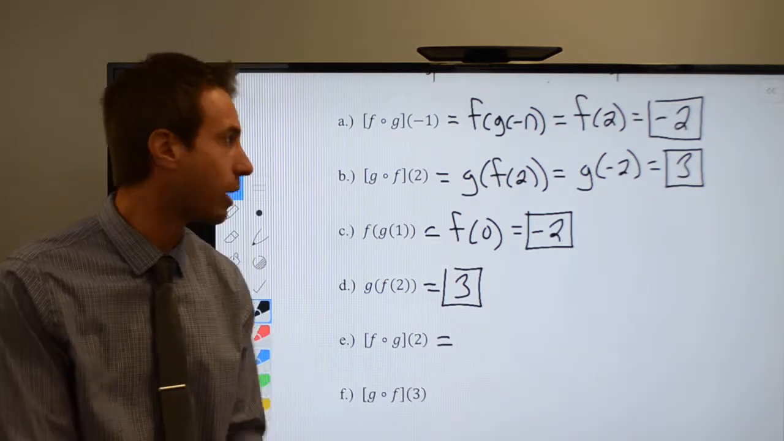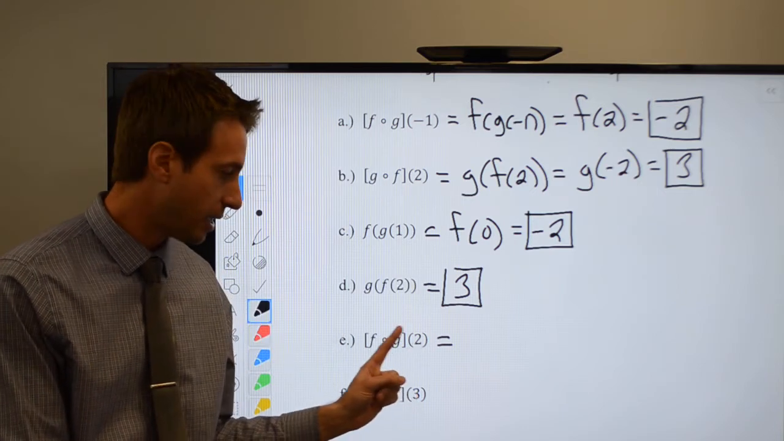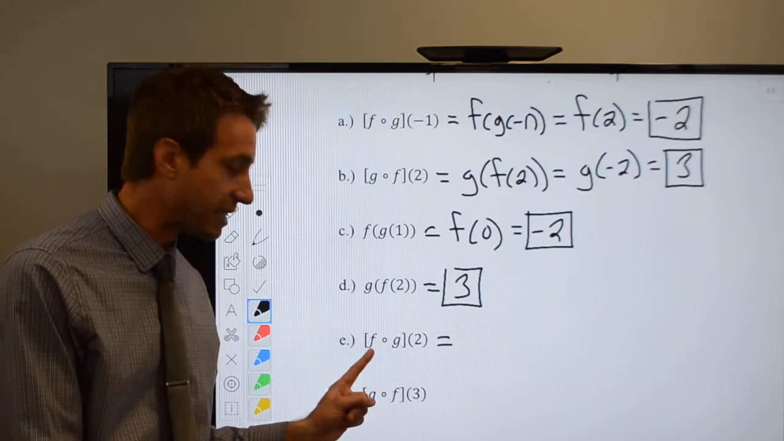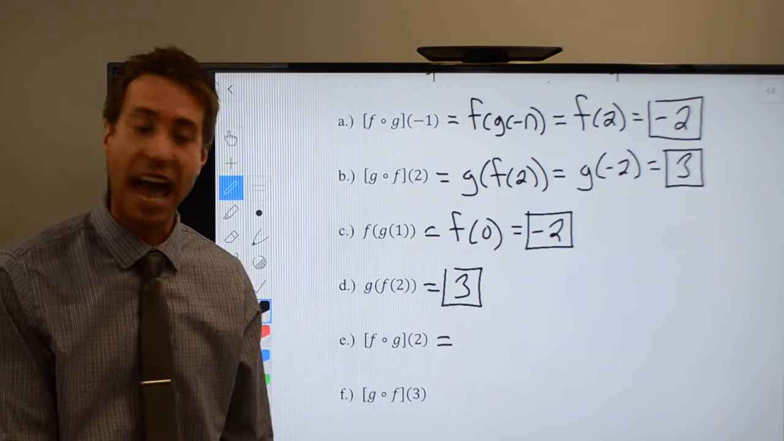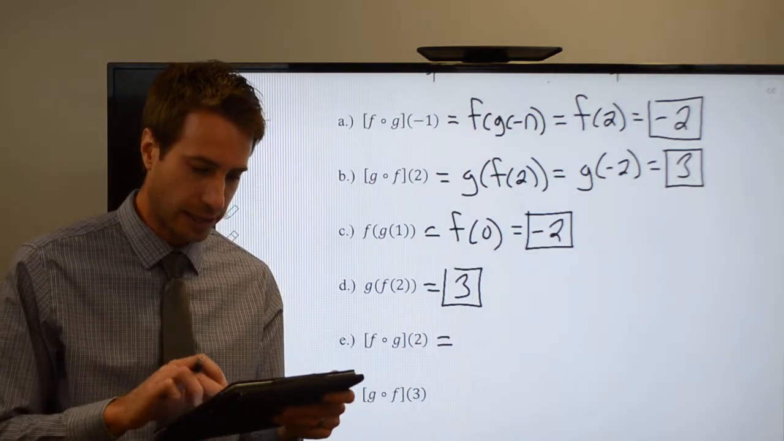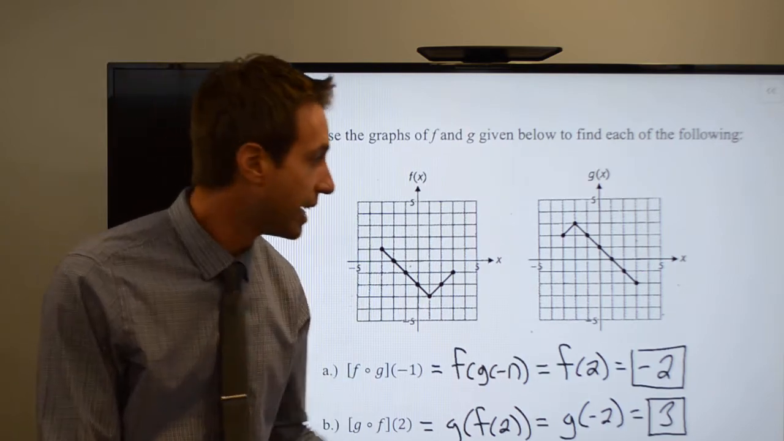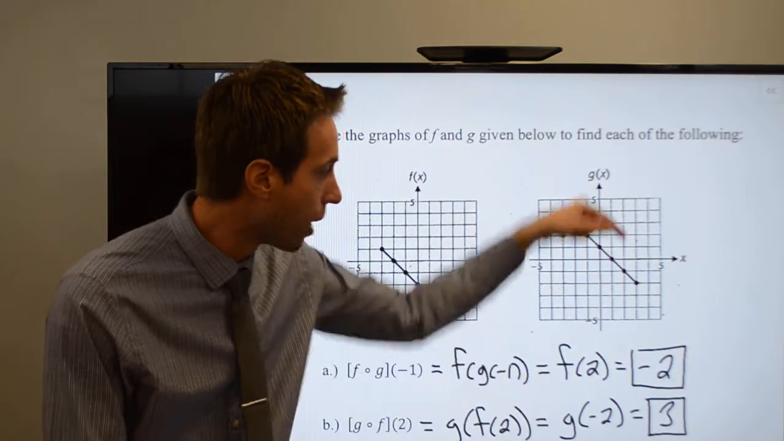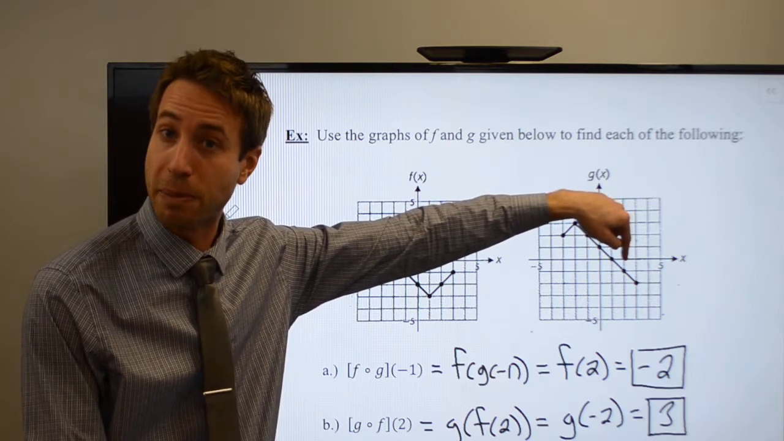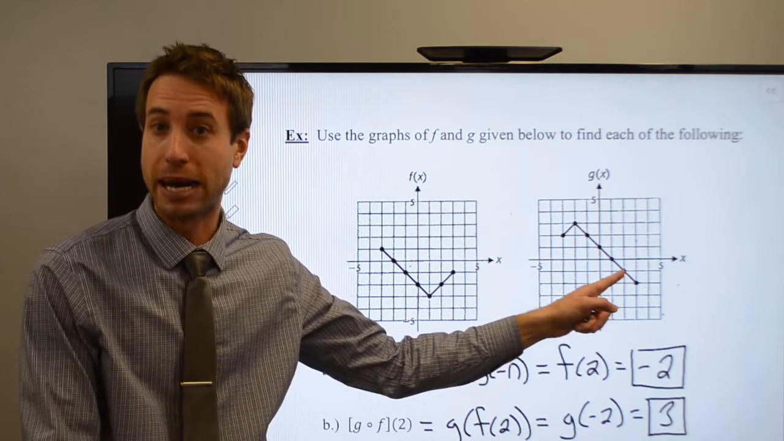You should now, at this point, be pretty comfortable thanks to the first ones. I'm going to plug a 2 into g, figure out what g gives me, plug that into f, and figure out what f gives me. So I'm going to start by plugging a 2 into g, and let's see what happens. All right, so I plug a 2 into g. +2, that's my domain value. What does g give me back? Well, whatever the range value is, which is a -1.